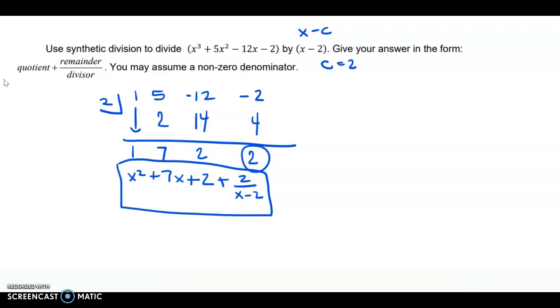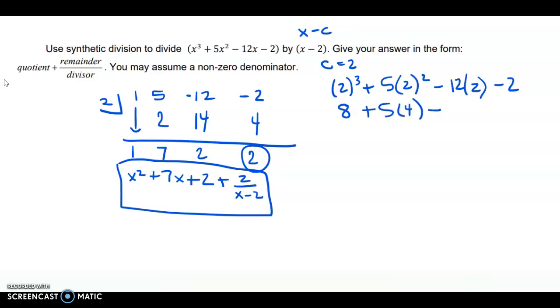Let's check. So I have x cubed, or 2 cubed, plus 5x squared, so 5 times 2 squared, minus 12 times 2 minus 2. So 2 cubed I get 8, plus I need to do order of operations, so 2 squared first would give me 4, so 5 times 4 minus 12 times 2 is 24 minus 2, so 8 plus 20 minus 24 minus 2. Now that I'm just adding and subtracting, I can work from left to right. So 8 plus 20 is 28, 28 minus 24 is 4, minus 2 is 2.